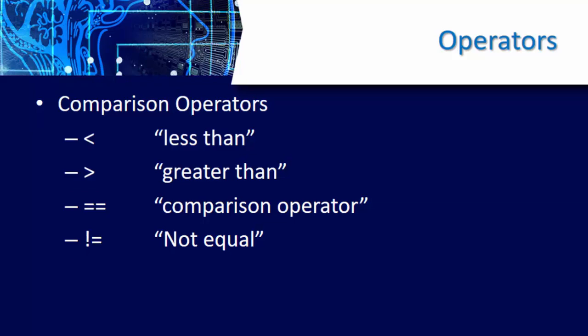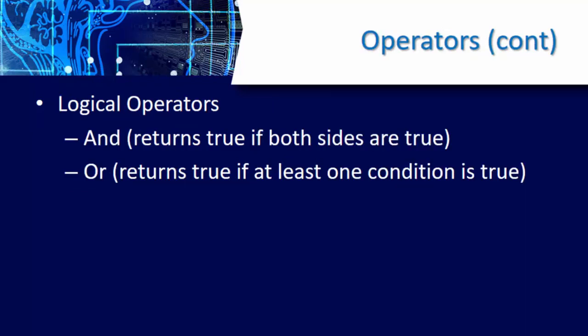Then we will go into operators. Examples of the operators will be less than, greater than, comparison operators, and not equal operators. Then we will go into logical operators like AND and OR. AND returns true if both sides are true, and OR returns true if at least one condition is true.